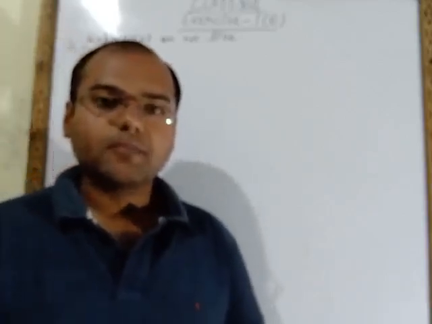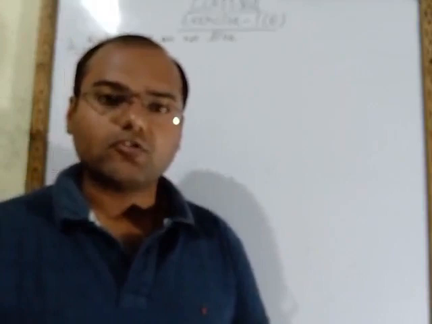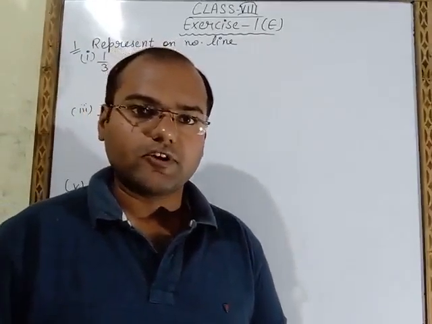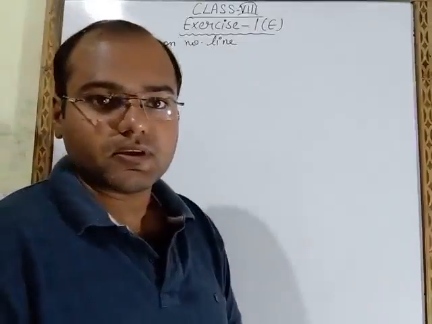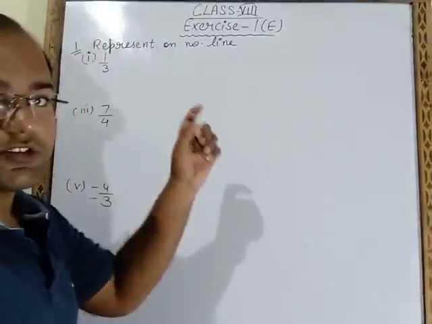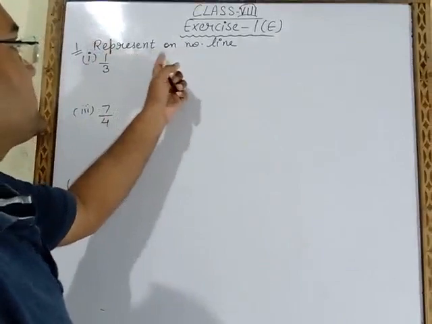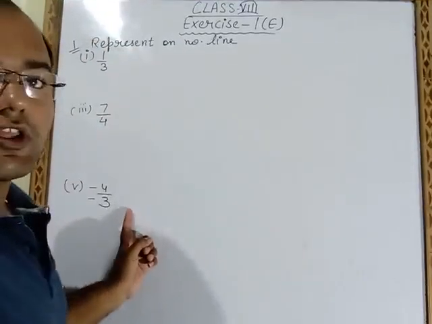Hello students. In the previous video I had explained the birds problem. Today in this video I will teach you Exercise 1E. The first question of this exercise is that we have to represent these three values on the number line.